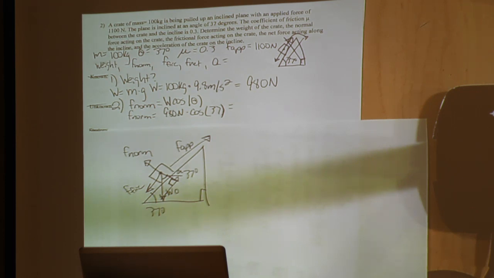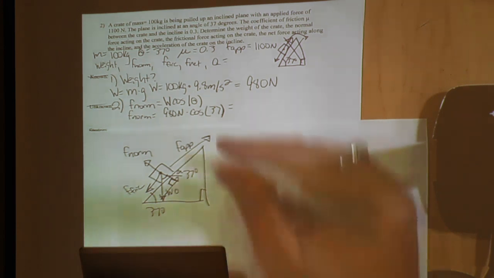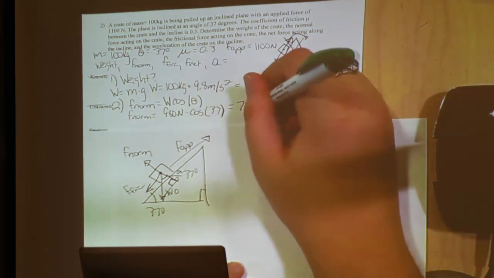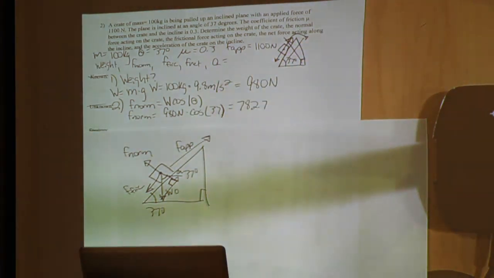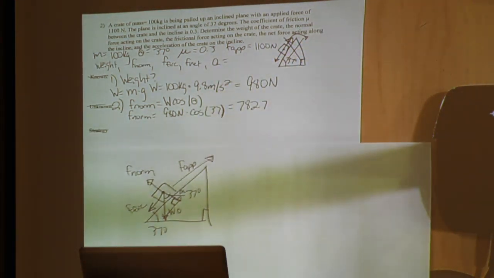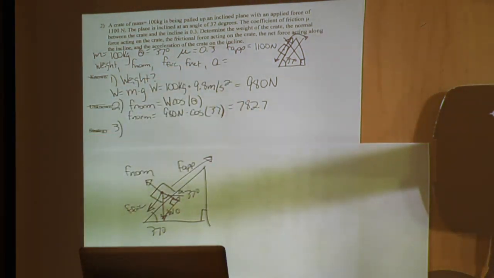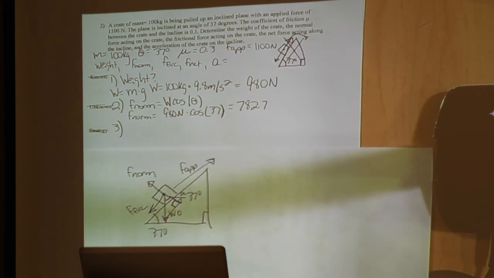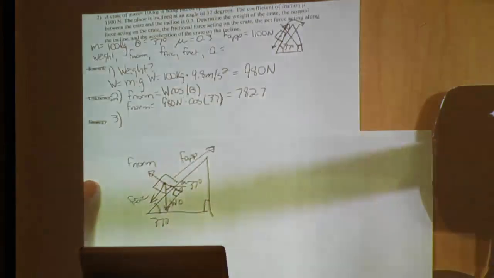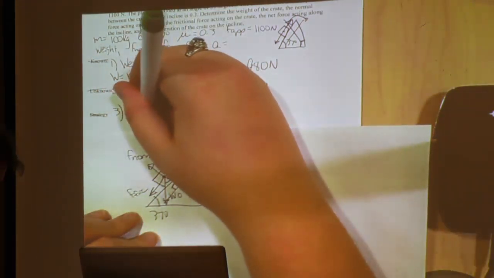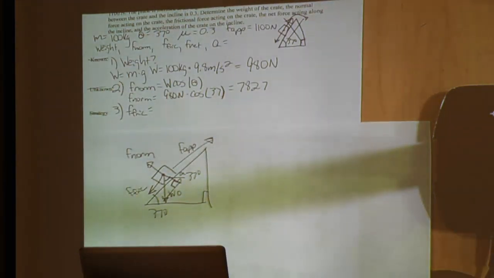782.7? Okay, cool. So 782.7. All right. So the next part was the force of friction. Anybody get anything different? Just making sure. Okay. All right, so the next part is to go ahead and find the force of friction. Make sure that everybody can see. Force of friction equals what? How would we find the force of friction here?